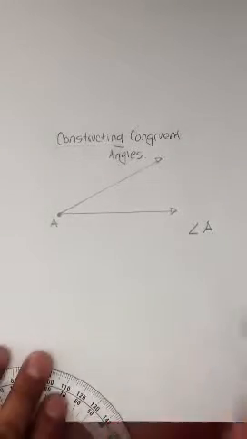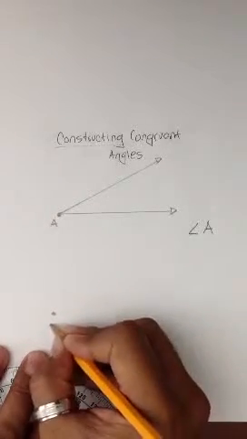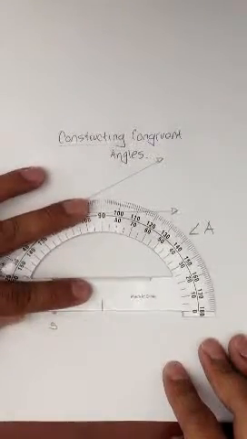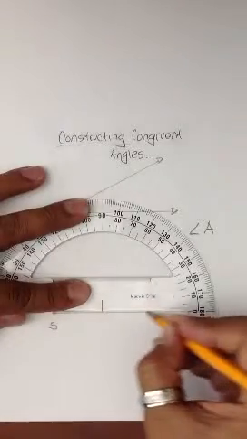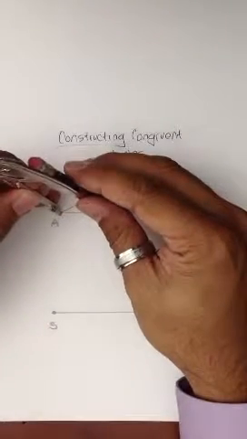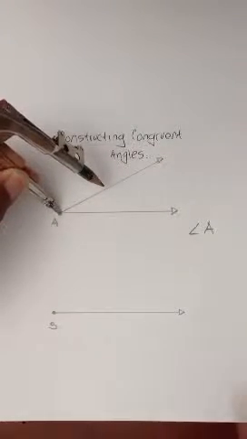So the first step here is you want to start off with an endpoint, and just like we did with the line segment, you want to create a ray. Pretty easy to create an endpoint with a ray. The next step is to take your compass and you want to create two new points on your original angle.